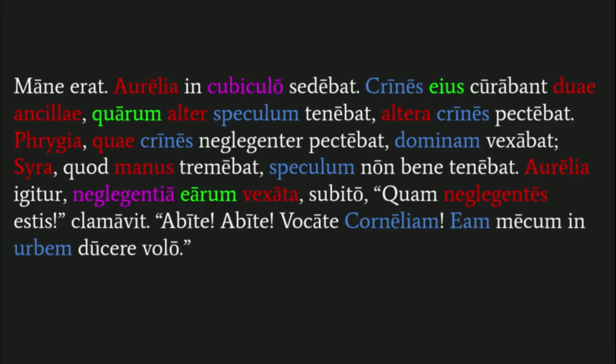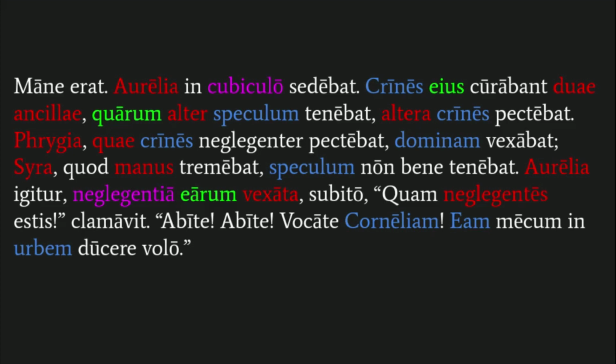Suddenly, and again, notice how earum is feminine because I'm referring to the two slave women. Suddenly, clamavit, she shouted. Again, perfect tense. You can tell by the V in the middle of it. So she shouted, quam negligentes estis, how careless you all are. And again, negligentes is plural because I'm referring to the two slave women. So she shouts at them, basically saying, you all are careless, right?